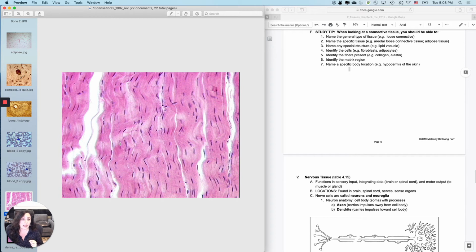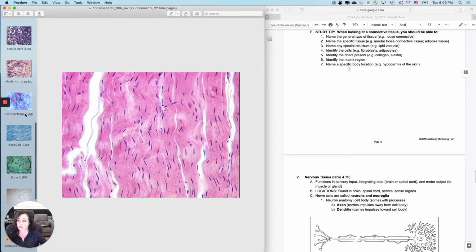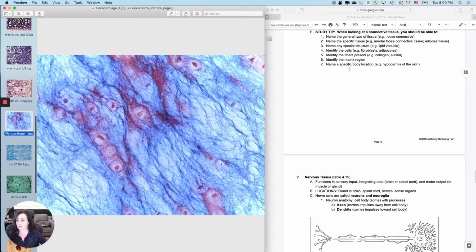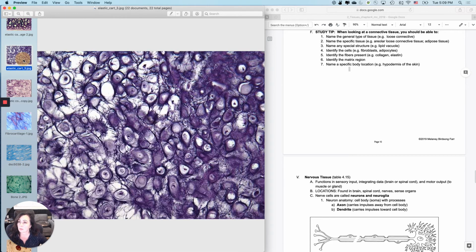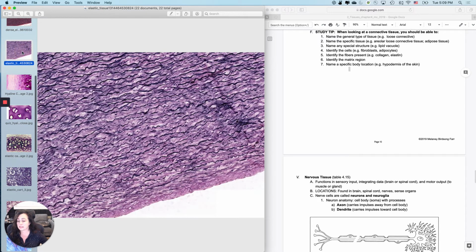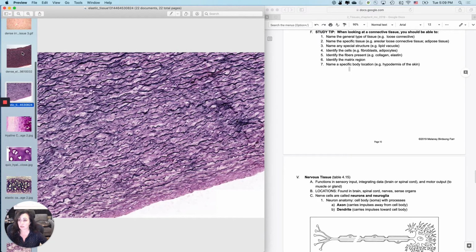Okay. Now, when you can see fibers, and you often can, like here, you have to be able to identify the fibers. This is dense regular connective tissue, so those fibers are collagen fibers. This is fibrocartilage, so those fibers are collagen fibers. This, let's do a better one. This is elastic cartilage, so those fibers are elastic fibers. Okay. This is elastic dense connective tissue, so those fibers are elastic fibers.